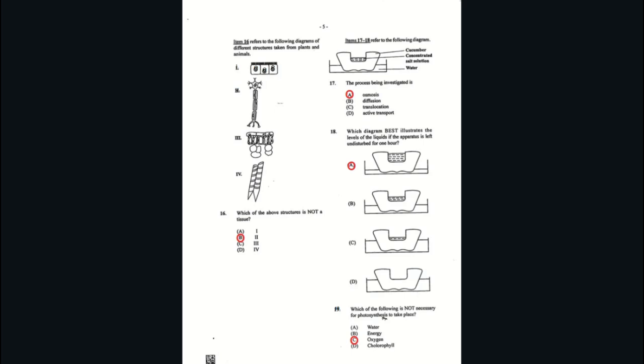Okay, so now we're at number 16, and it says, with reference to the following diagrams of different structures taken from plants and animals, number 1 is clearly showing epithelial cells, right? And you know that cells make up tissues, right? So number 16 is asking which of the above structures is not a tissue? We know that cells make up tissues, tissues make up organs, and the organs make up systems. So what we're looking for is not a single cell, but tissue. So we're looking for multiple cells, right? We don't want one cell, we want multiple. So that can be an easy way to identify what is tissue here and what is not.